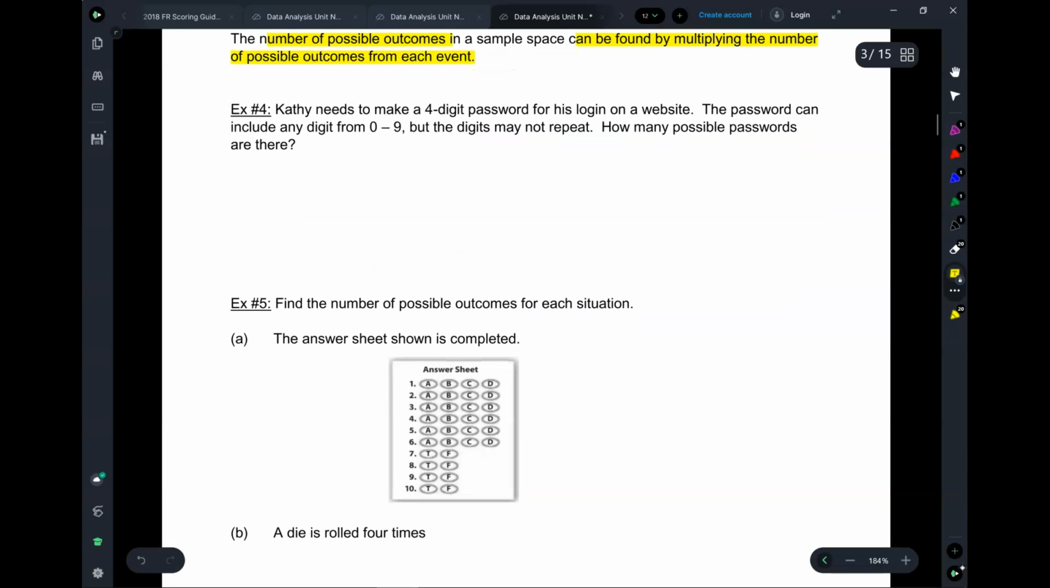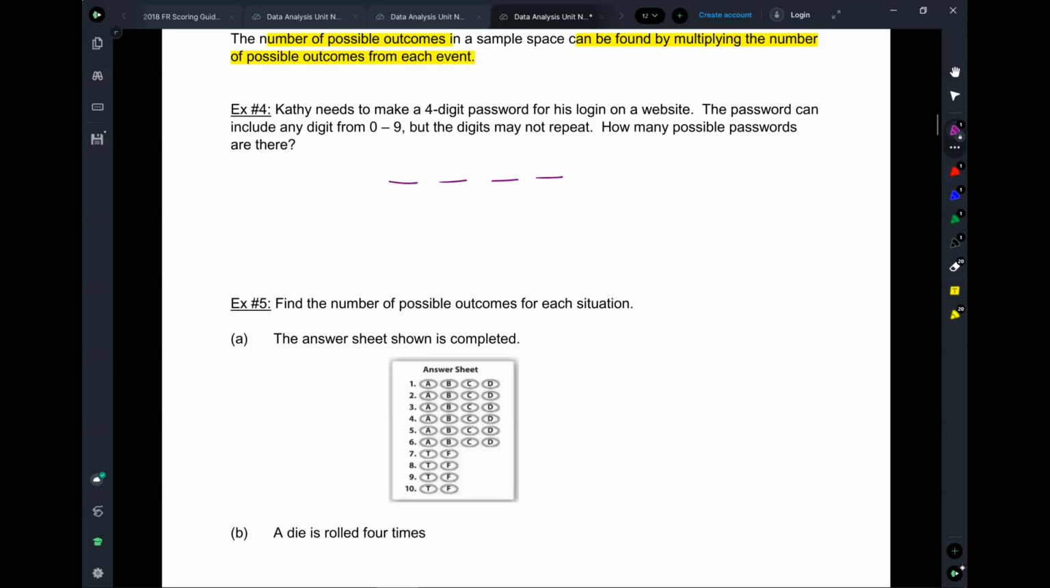Okay. So Kathy needs to make a 4-digit password for a login on a website. The password can include any digit from 0 to 9, but the digits may not repeat. So we need to have 4 digits, 0 to 9, but the digits may not repeat. How many possible passwords are there?